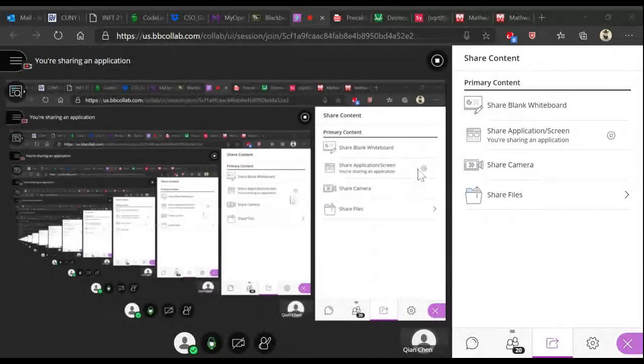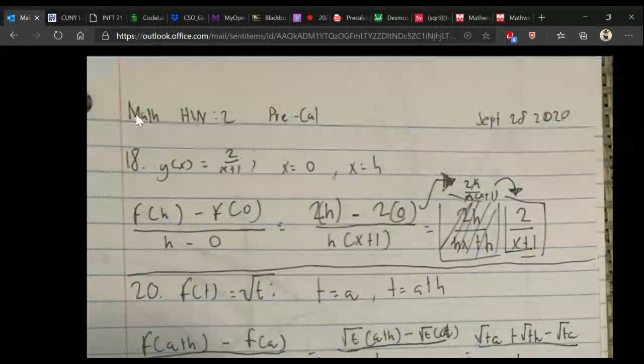Can you see it now, Professor? Still not. You need to choose your homework screen, right? Is your homework open? You got it, yes. Yeah, we can see it. Oh, really? Okay, nice.